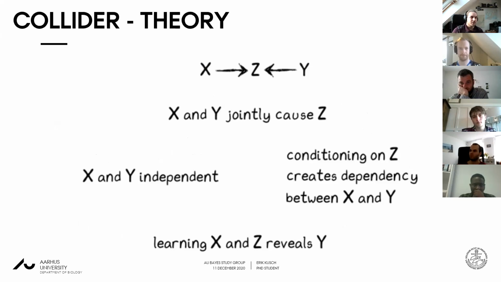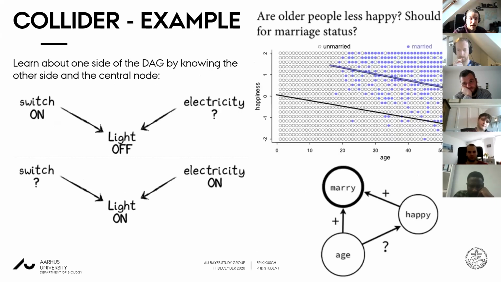Next confound is the collider, which is the inverse of the fork, where X and Y jointly cause Z. In this case, X and Y are truly independent. However, when we condition on Z, we create a dependency between X and Y, which is purely statistical, but not causal. Because now when we know what X is and we learn what Z is, we can infer what the Y value is. And I actually loved the example from the lecture on this one, where we can learn about one side of a DAG by knowing the other side and the central node.